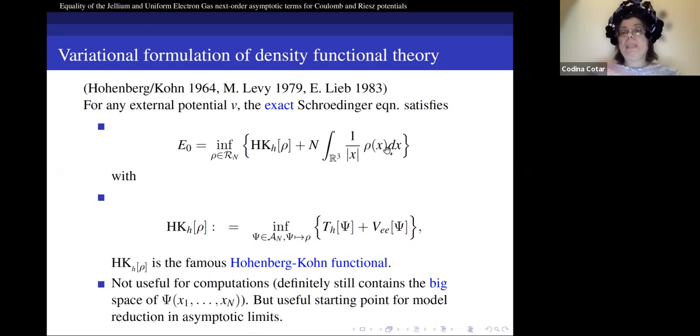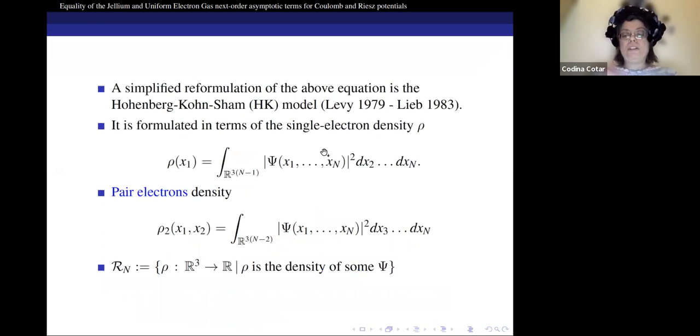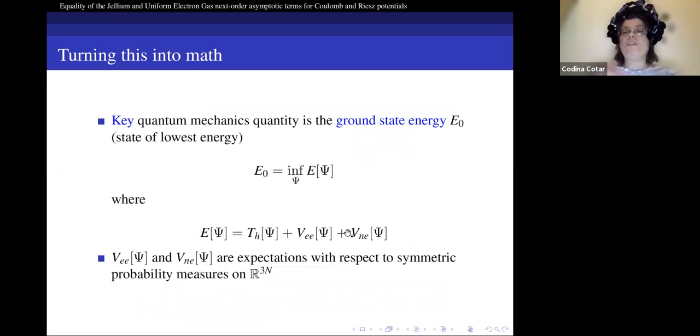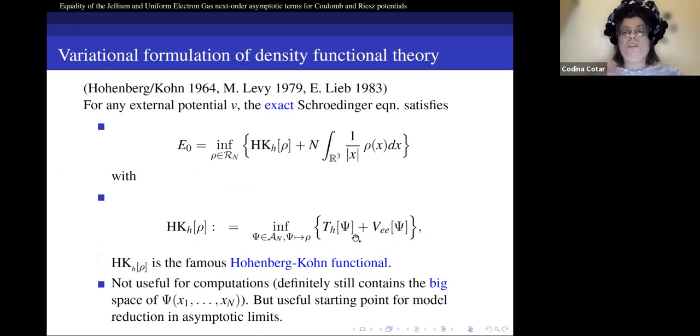Now this one is what comes out of the VNE, the electron-nuclei interaction. This is why I said it's a nice term, because when I do some formula manipulation with it, it ends up just with an integral depending on the single electron density. So it's a nice quantity. The not so nice quantity is this Hohenberg-Kohn functional, which has in it both the kinetic energy and the electron-electron interaction. This is a very famous quantity, and it's called the Hohenberg-Kohn functional.